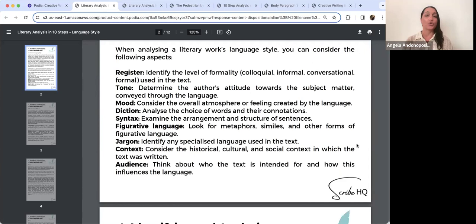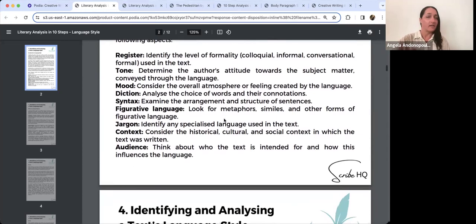I want to focus on the tone, the mood, and figurative language as aspects of the language style that are really important for this narrative. First up, I just wanted you to think about, while we're reading The Pedestrian, how Bradbury uses language to create a certain tone to convey his cynical attitude towards what is being observed in this society. So a little heads up, the story is dystopian.